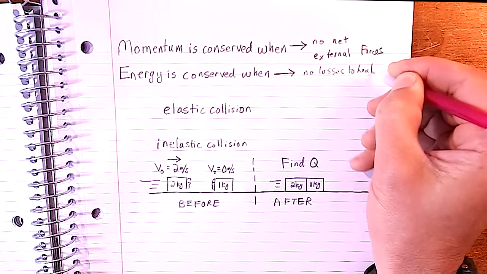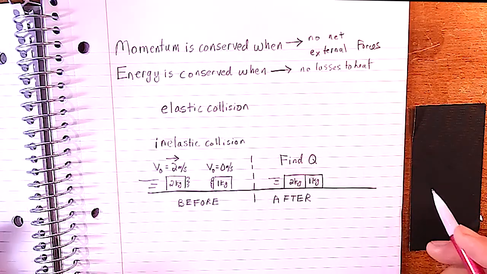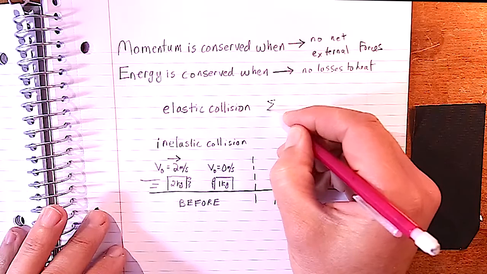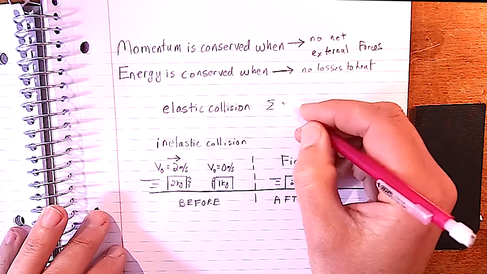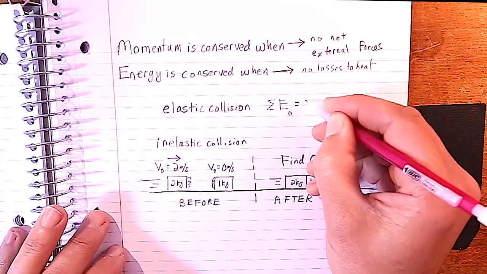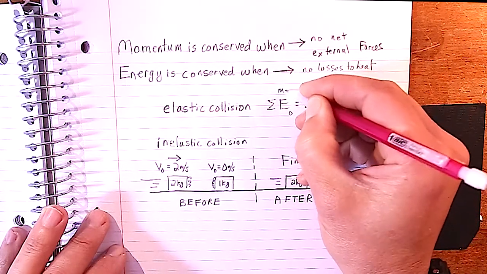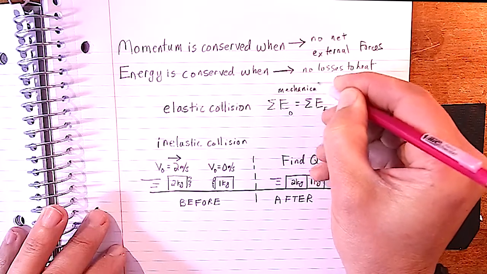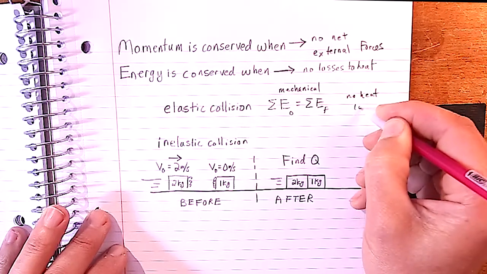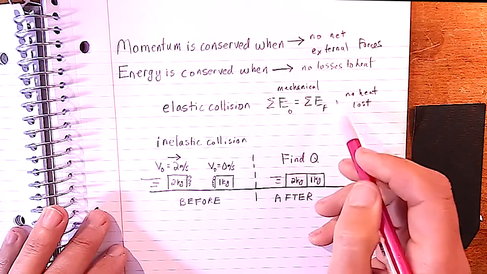So what are the different names for these types of energy collisions? Well, the first one is called an elastic collision. You can think of the word elastic as sort of like bouncing. That says that the total energy that we start with is equal to the total energy that we end with when we're dealing with mechanical energy. In other words, there's no heat lost.